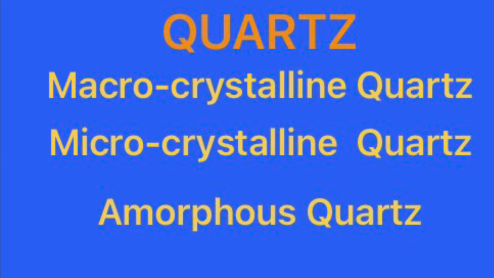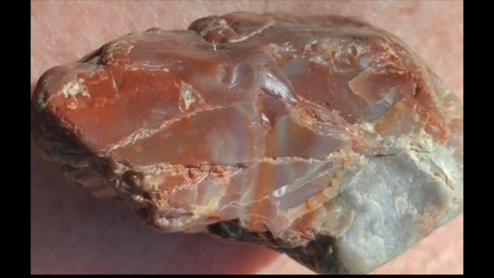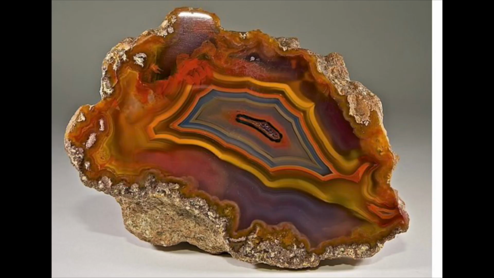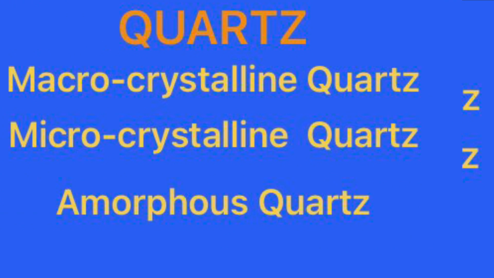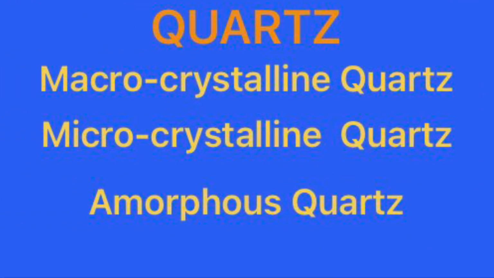Next comes microcrystalline quartz, also called cryptocrystalline quartz, and that is examples of quartz where the crystal sizes are microscopic. Examples of microcrystalline quartz would be chert, petrified wood, and the many forms of chalcedony, which we will get into later.